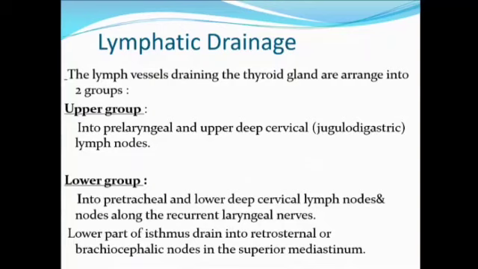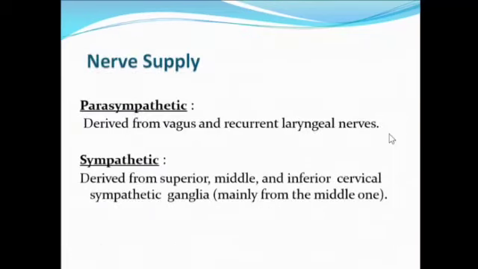The thyroid gland is supplied by both sympathetic and parasympathetic nerve fibers. The parasympathetic supply is derived from the vagus and the recurrent laryngeal nerve, and the sympathetic supply is derived from the superior, middle, and inferior cervical sympathetic ganglia, but mainly from the middle one.